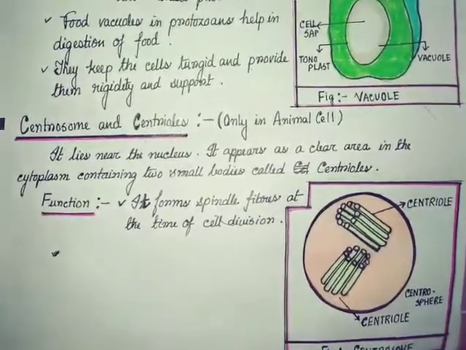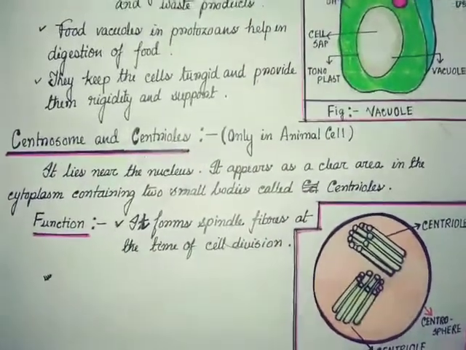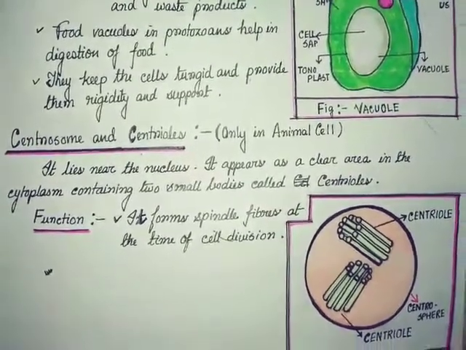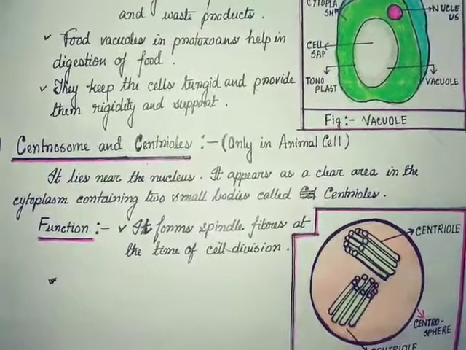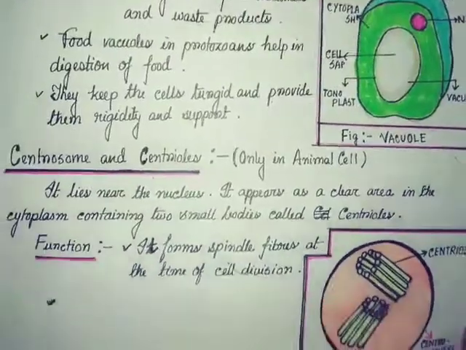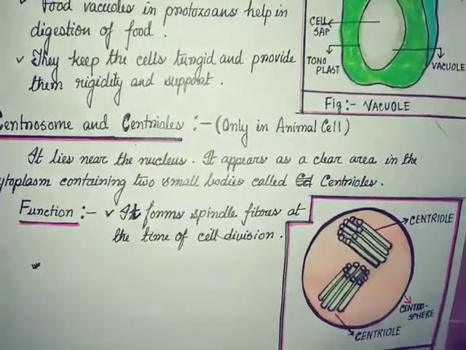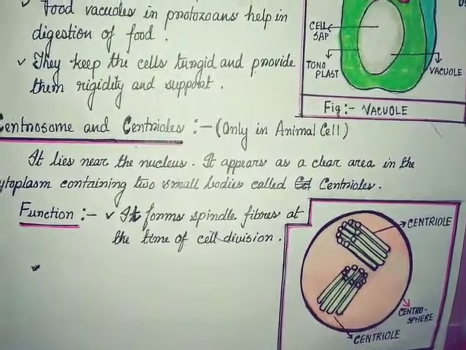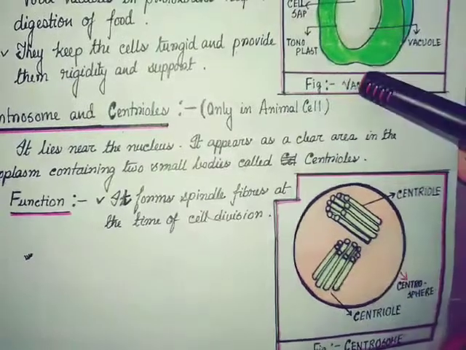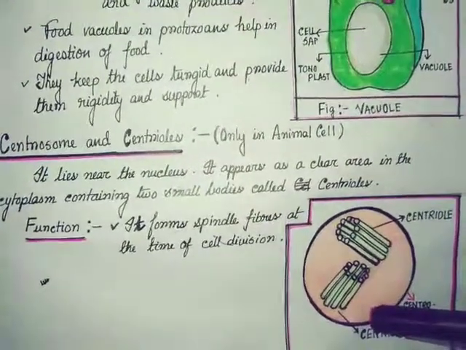Now the function: it forms spindle fibers at the time of cell division. So the centrosome is there in the animal cell and helps in the cell division process. During cell division, centrioles migrate to the opposite poles of the cell to form the spindle. These two centrioles will move to the opposite sides of the cell during the cell division process.